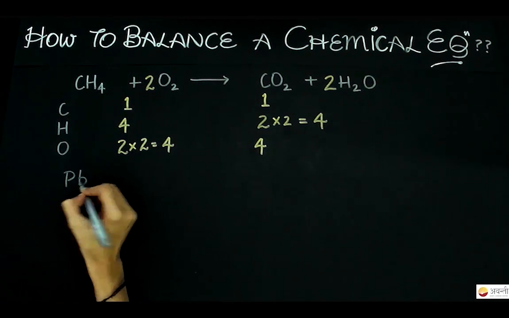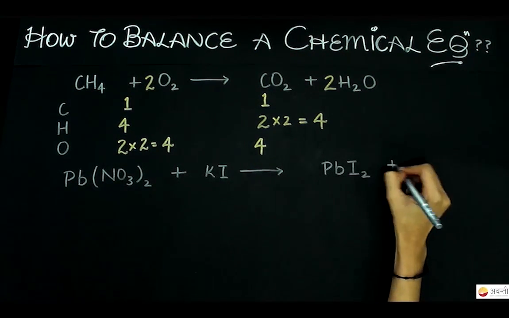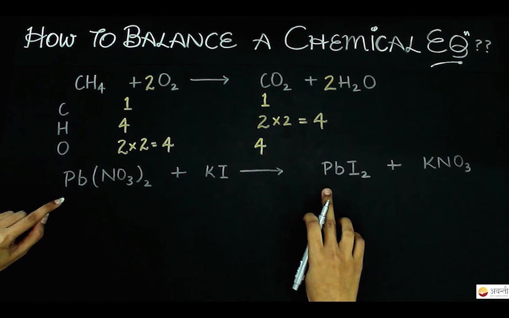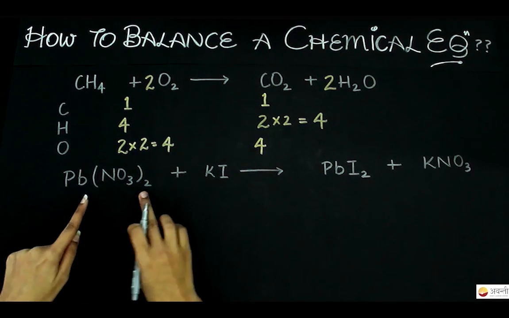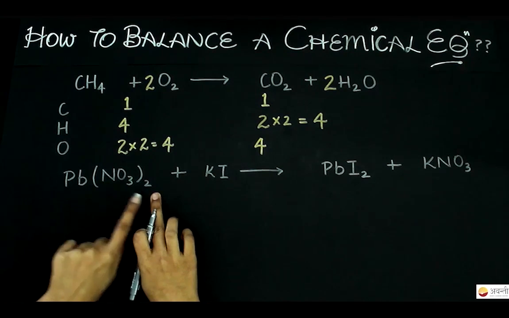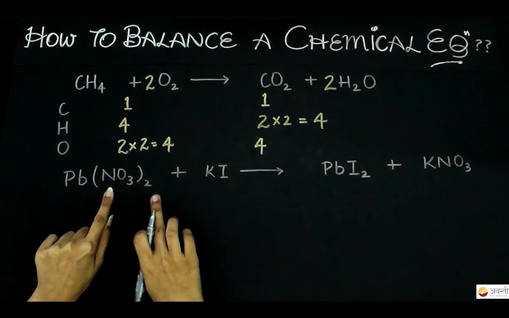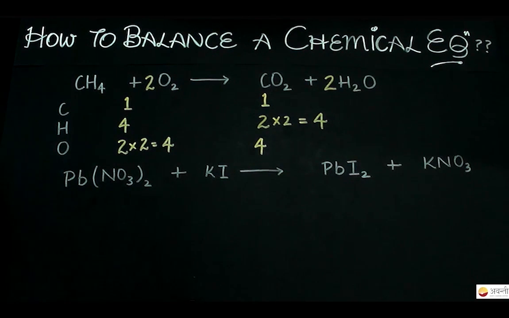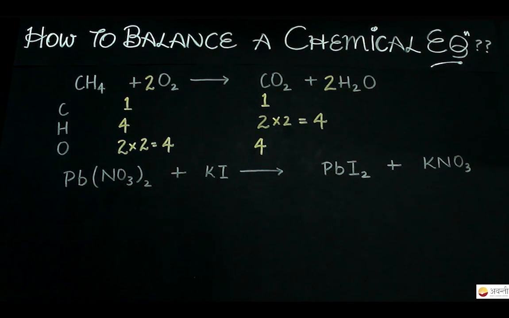We now take the example of a reaction between lead nitrate and potassium iodide to give us lead iodide and potassium nitrate. We first learn the use of bracket and the subscript here. Whenever we have any polyatomic species inside a bracket and a subscript with it, then that subscript is associated with each species inside the bracket, which means that here I have got 2 atoms of nitrogen and I've got 3 into 2 is equal to 6 atoms of oxygen.